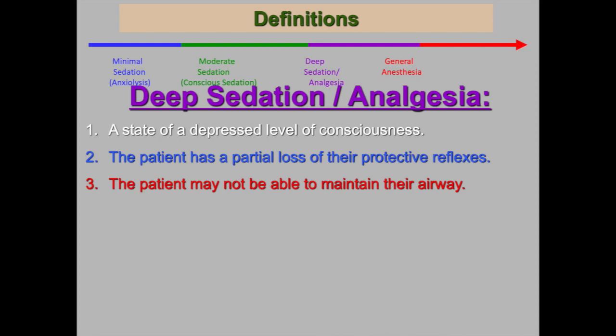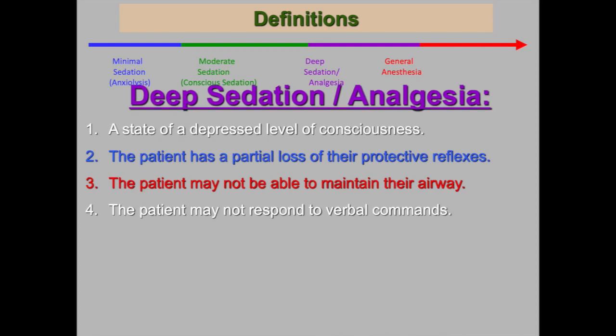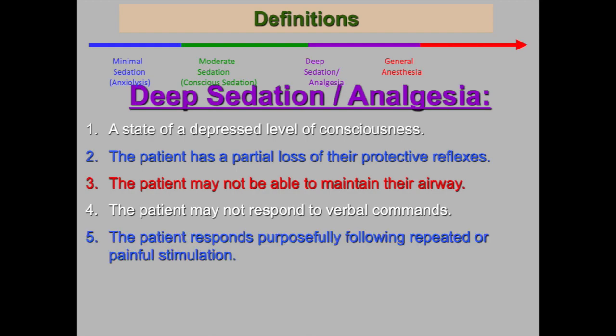The patient may not be able to maintain their airway at this point, so we may have to use a throat pack, an oral airway, an airway adjunct. Being that we're working in the mouth, more than likely we're going to be using a throat pack, or we may have to use an endotracheal tube or an LMA, something on this order, because their airway may not be maintained. And the patient's probably not going to respond to verbal commands. No matter how loud you shout at them, they're probably not even going to respond. They might, and you might see an increase of heart rate and blood pressure, but probably not. But they will respond purposefully following repeated or painful stimulation.